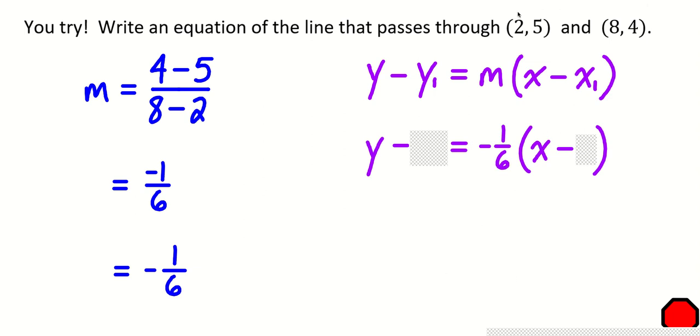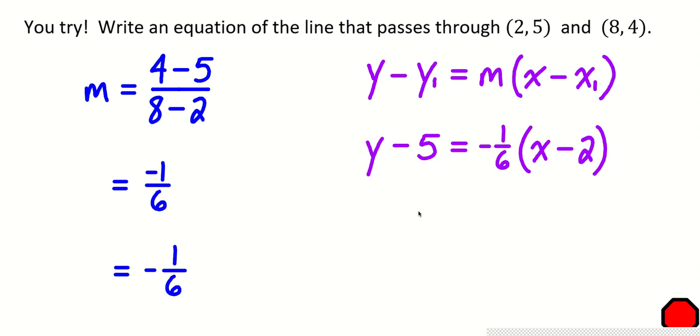And once again, you have your pick. Theoretically, you could pick the 8 and the 4, but I'm going to pick 2 for x1 and 5 for y1, and once again, write an equation. That's an equation. It's just in point-slope form.